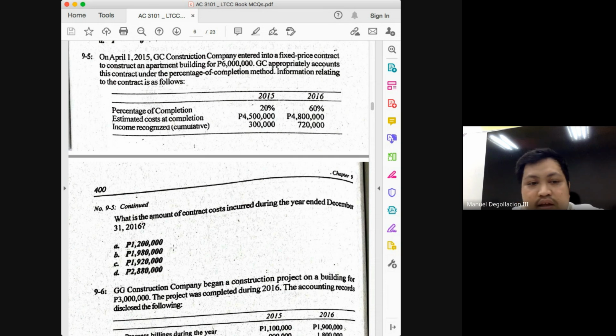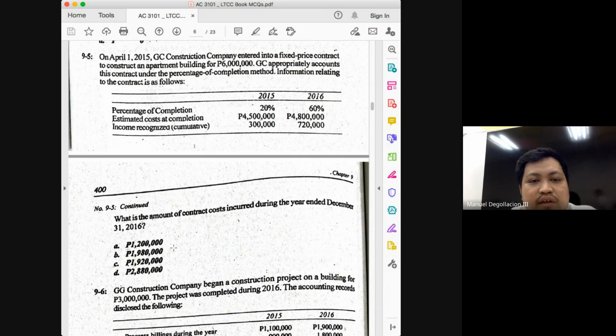Because again, what does 2,880,000 represent? It's the cost incurred to date. What is being asked in problem 9-5? Just the cost incurred in 2016. So if your cumulative cost is 2,880,000, what do you have to do to arrive at the cost incurred in 2016? Remove the amount incurred in 2015. How much have we incurred in 2015? 900,000. So you have to deduct 900,000 from 2,880,000. And how much will that give you? 1,980,000. So the answer here would be letter B.